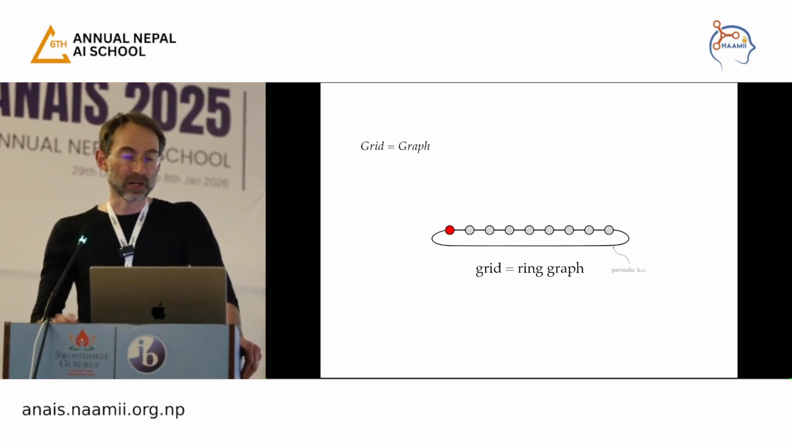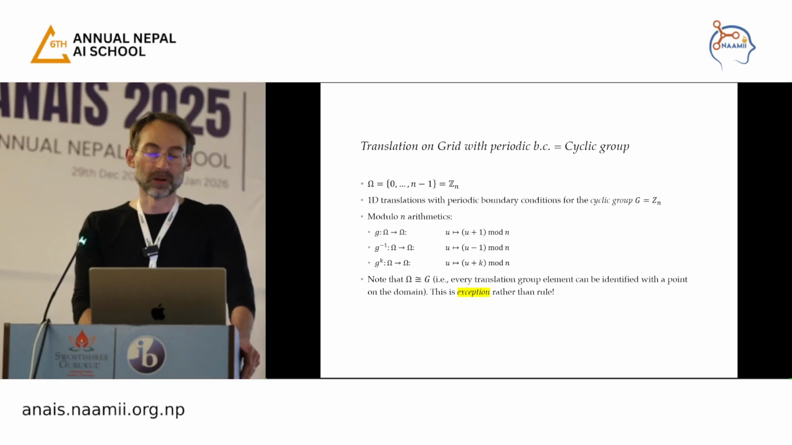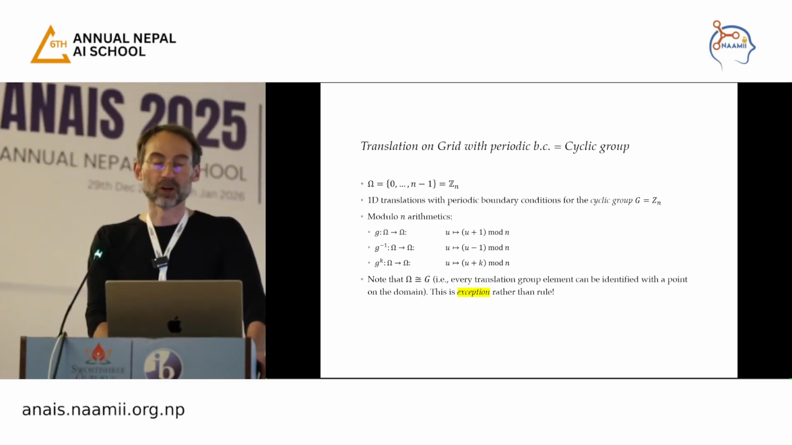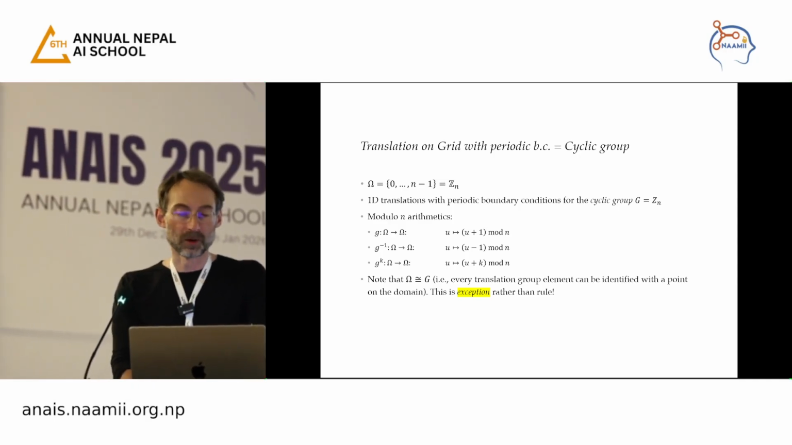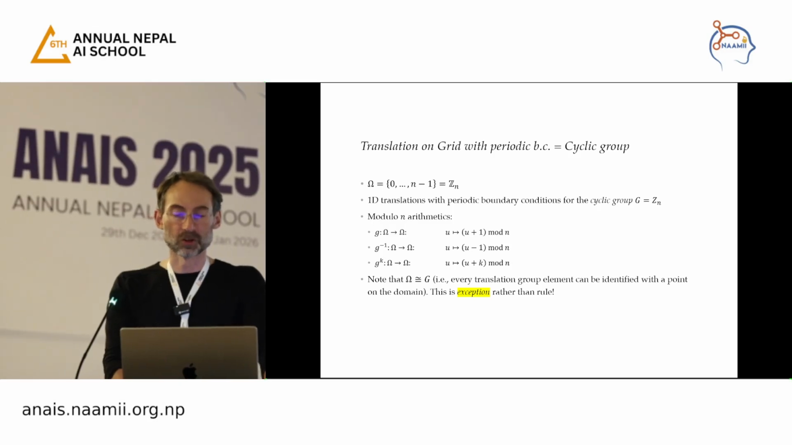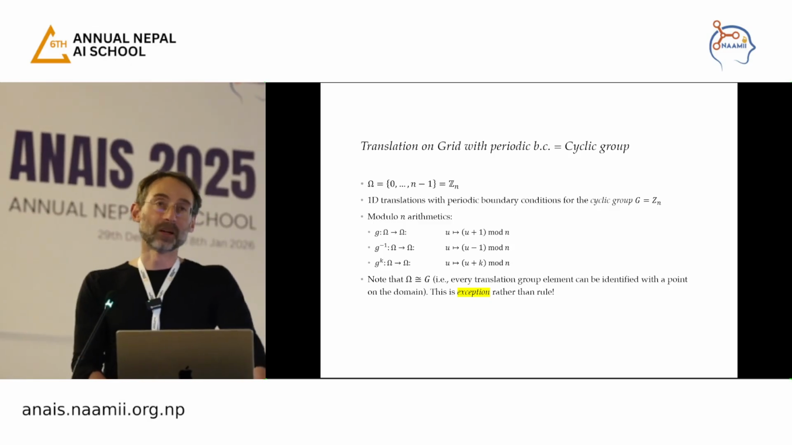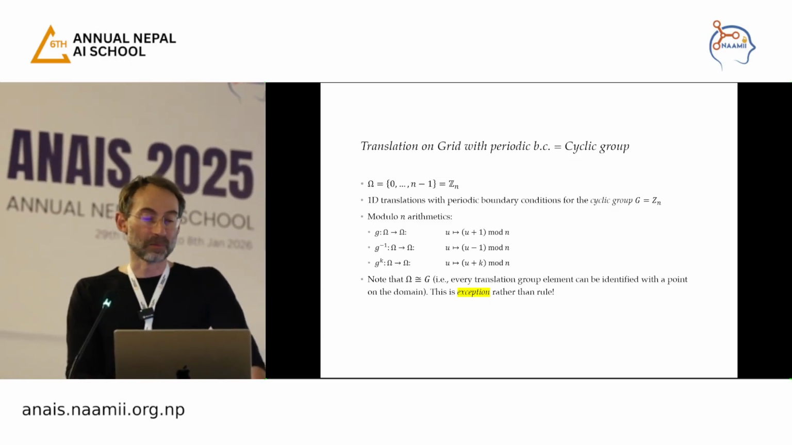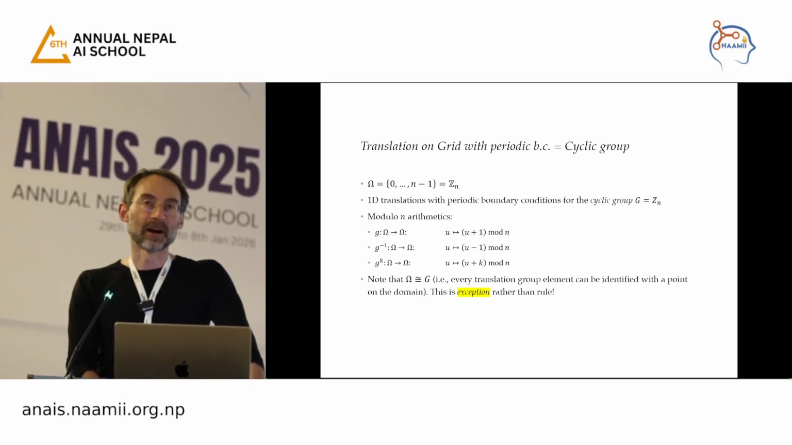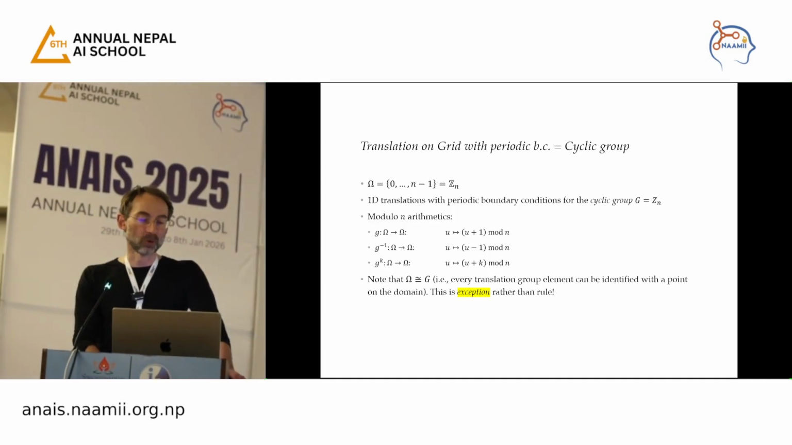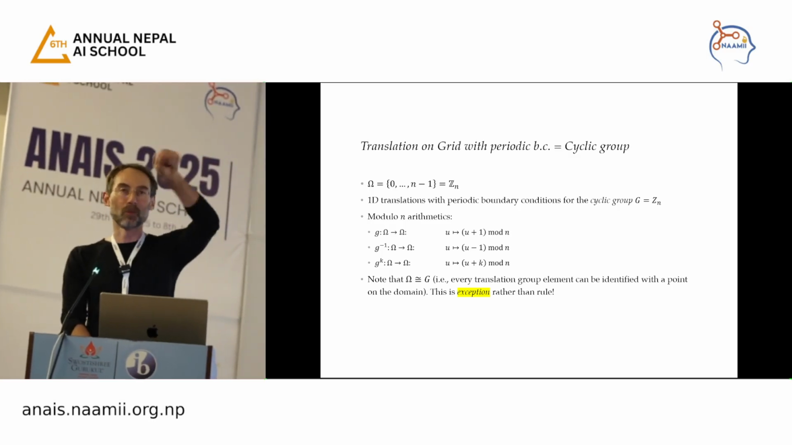And I can think of this as a cyclic group. So the grid with periodic boundary conditions is called a cyclic group. It's denoted by Zn. And 1D translations with periodic boundary conditions exactly correspond to this cyclic group. Mathematically, we can describe it as modulo n arithmetic. So I can shift my point, where I do everything modulo n, and modulo n tells me that when I reach the end, I go back to the beginning.